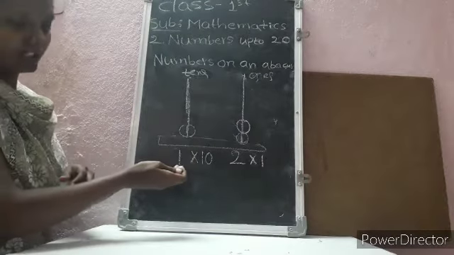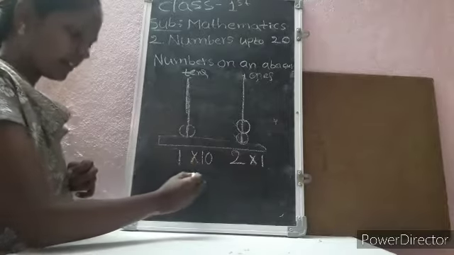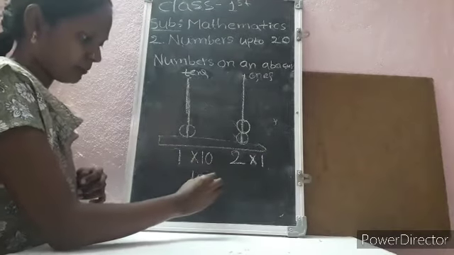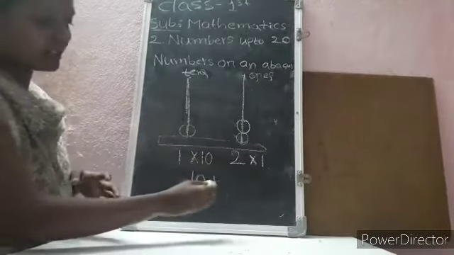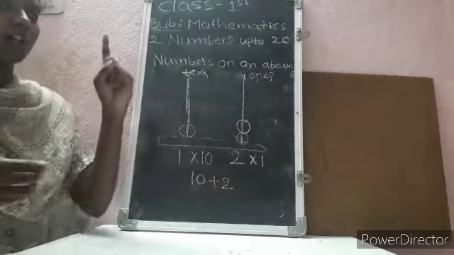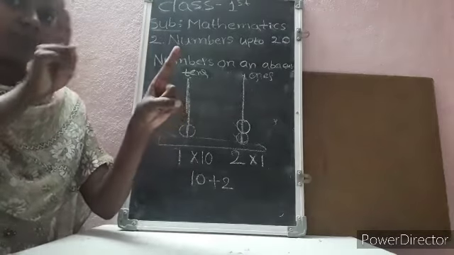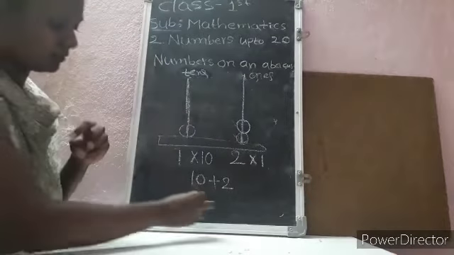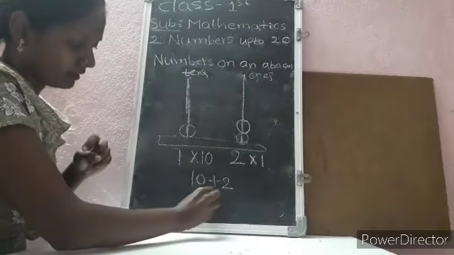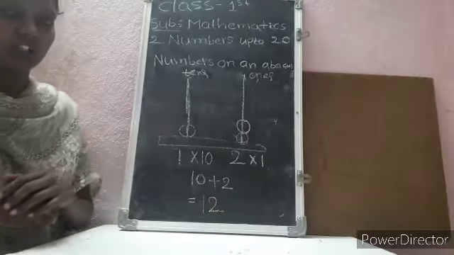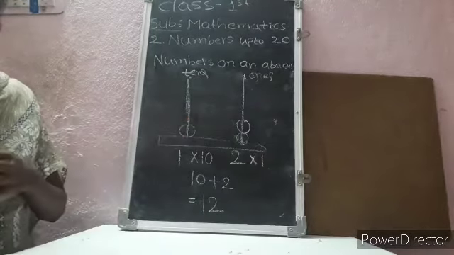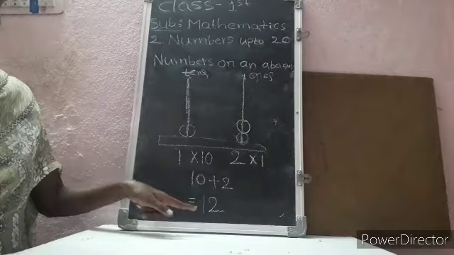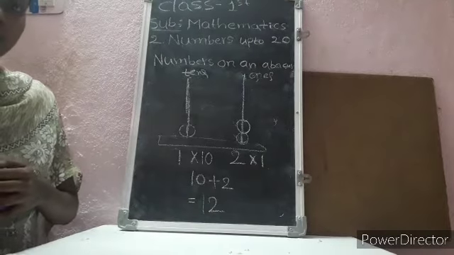So you know the ones table. 1 tens are 10 plus 2 ones are 2. So 10, 11, 12. So what is the name of this number? 12. This abacus tool shows the number 12.